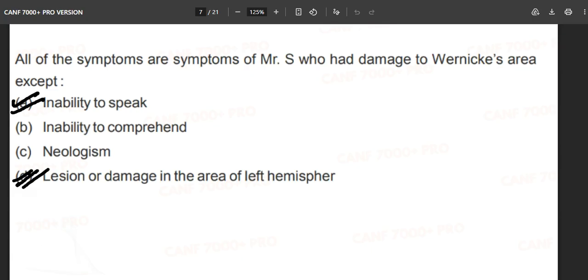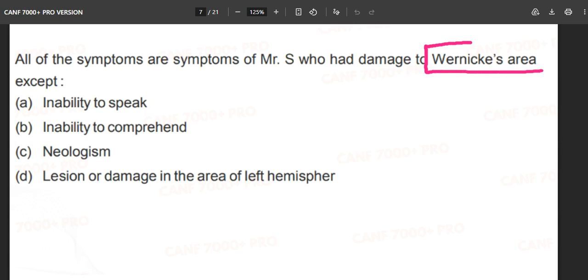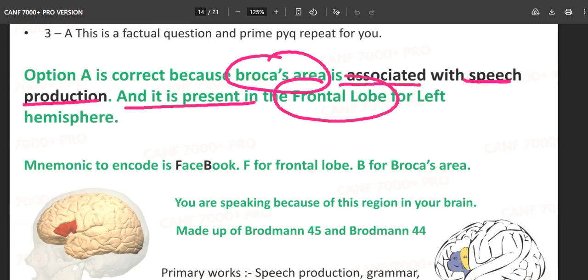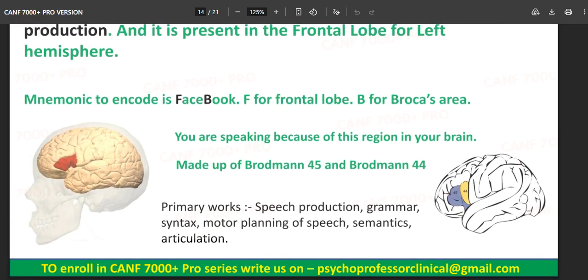But for now, I hope you have understood the complete logic behind Wernicke's area, what is happening in Broca's one, and what is happening in Wernicke's one. Now you know two types of aphasia, and the more you read, the more you will find out, and that is why this is important. Broca's area is associated with speech production, and it is present in the frontal lobe of the left hemisphere. Its primary functions are speech production, grammar, syntax, motor planning of speech, semantics, and articulation. It is done by Brodmann areas 44 and 45.